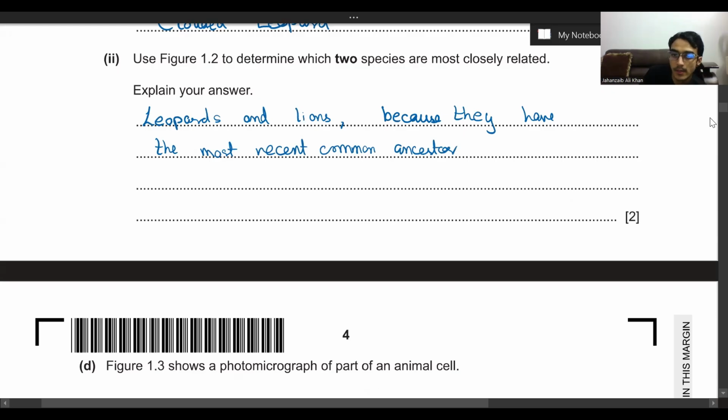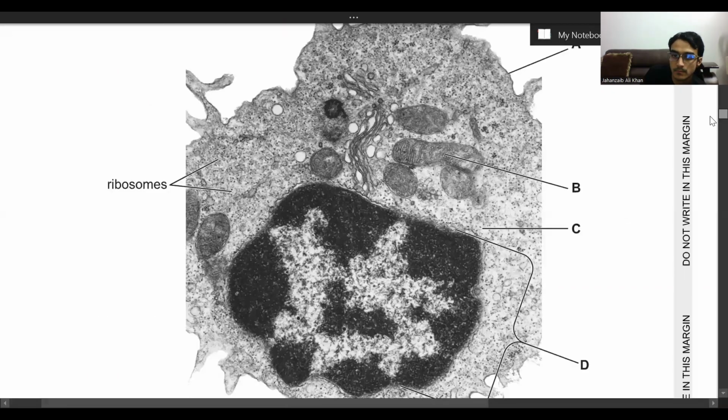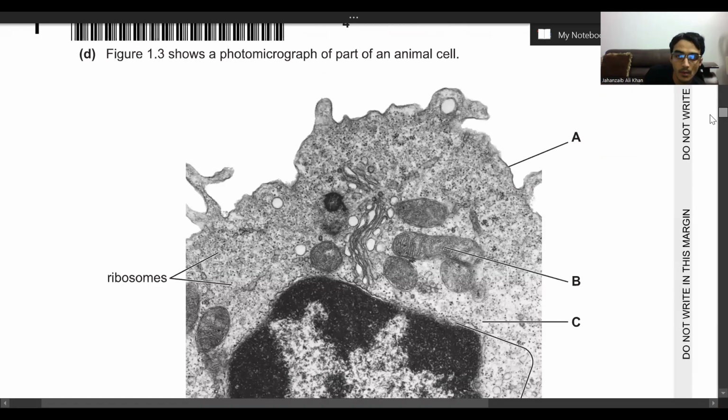Okay, let's move ahead. This figure shows a photomicrograph of an animal cell. We know this is an animal cell, and they pointed out the ribosomes. A here is the cell membrane. B, see these filaments protruding inside, these are structures only found inside a mitochondrion of the cell. So B is the mitochondria.